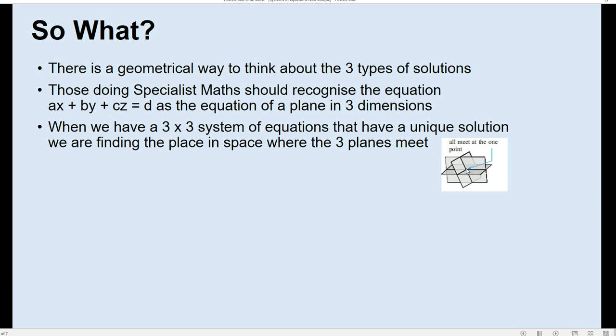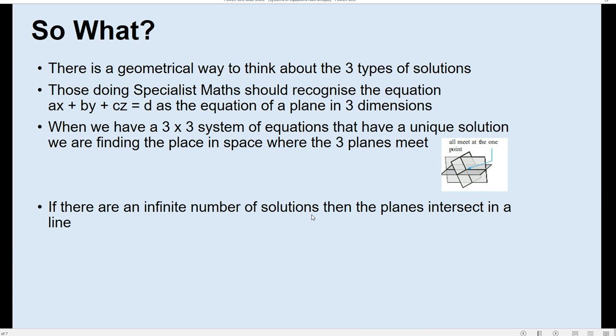So we've got our 3 planes all meeting at one point. But what if there's an infinite number of solutions? Well, if it's infinite, then they actually intersect in a line. So we have this set up so that all three intersect on the same line. So anything on that line actually fits.